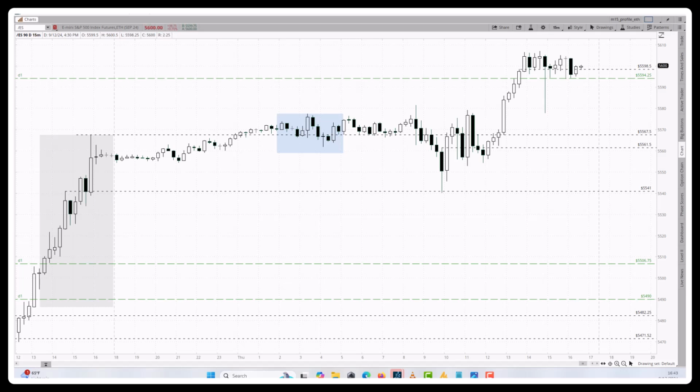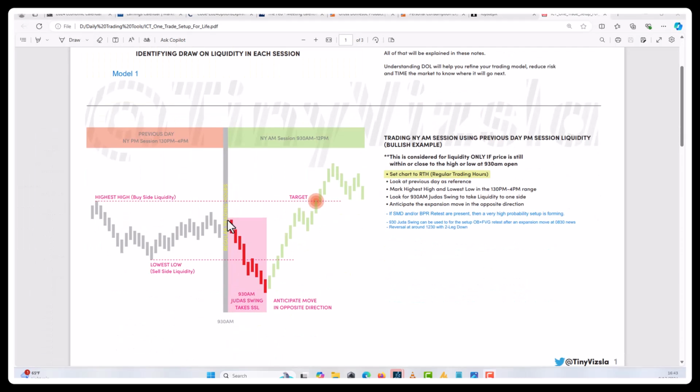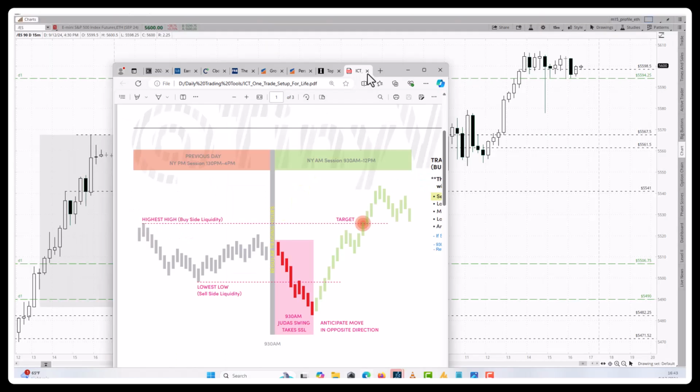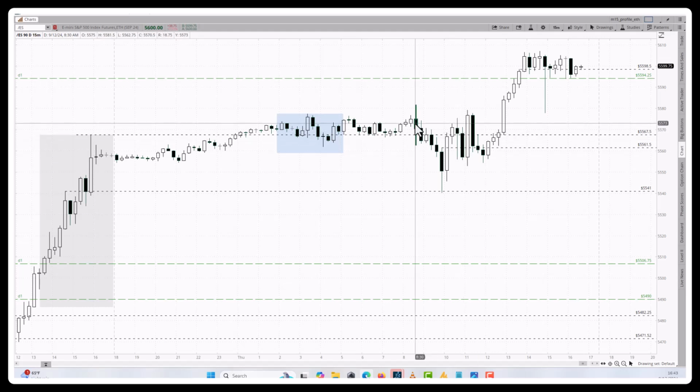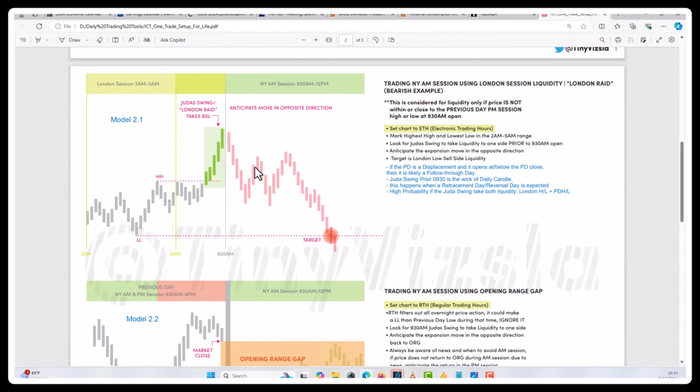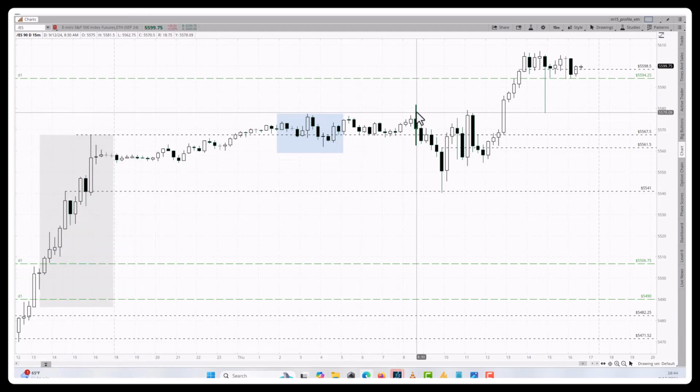Let's review the ICT setup to see if we missed anything. So today, is there any swing at 9:30? Do we have that? Not really, but we do have a swing before 9:30, which is relevant to this model. Oh yeah, it did. So basically it raided the London high and anticipated.